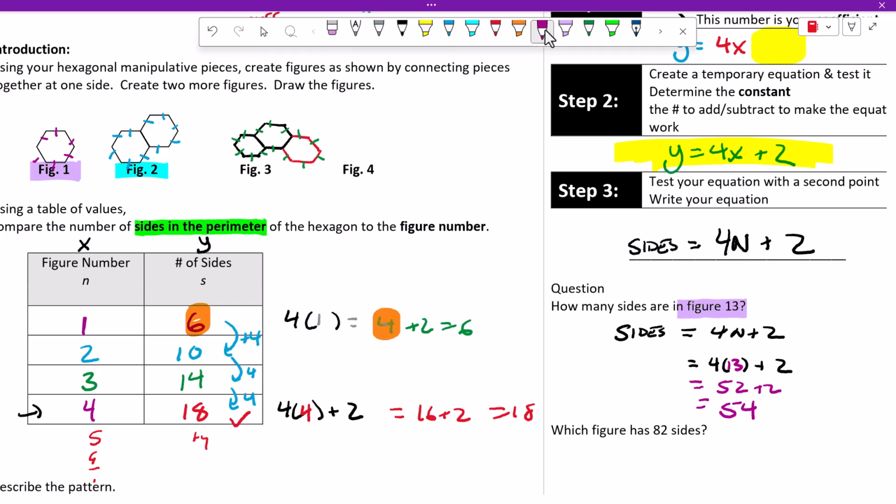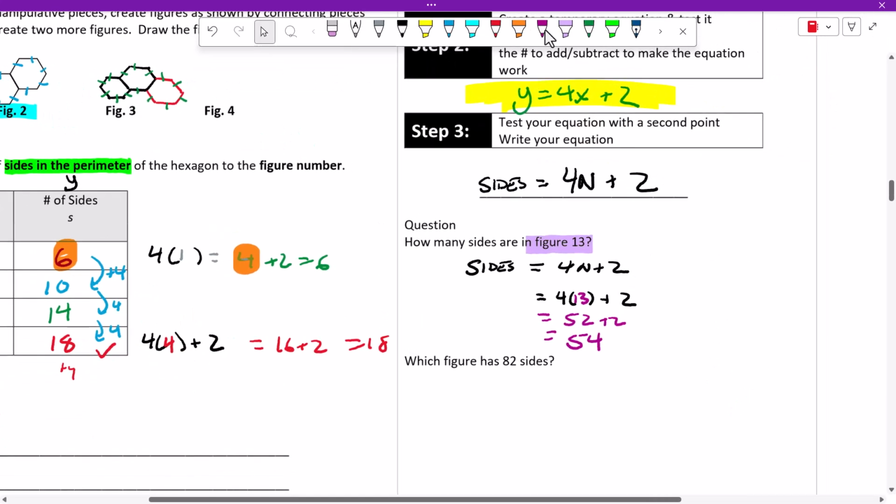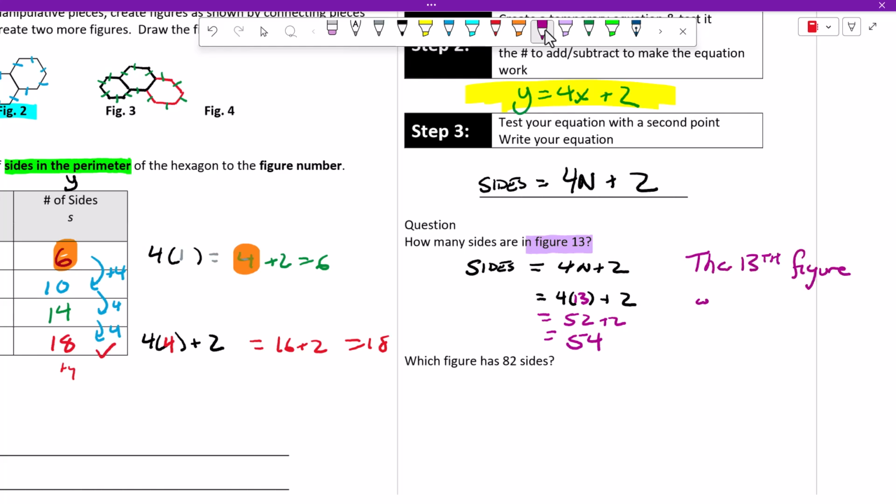That's it, right? The 13th figure will have 54 sides. Okay, that's it.